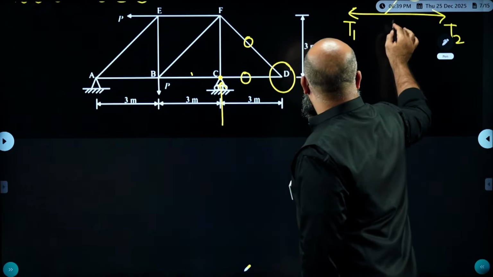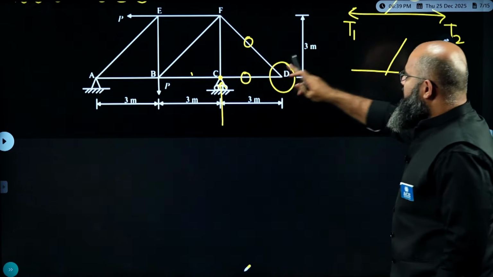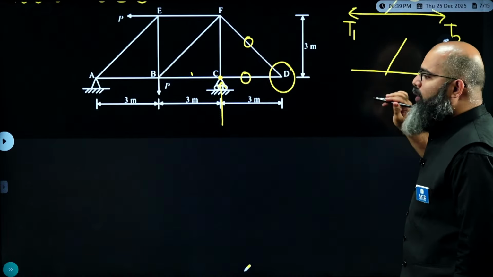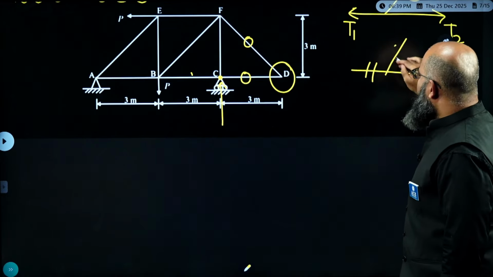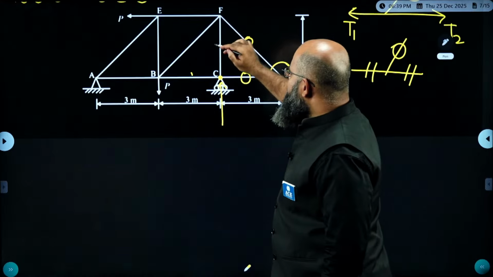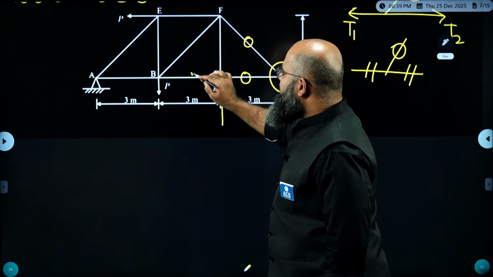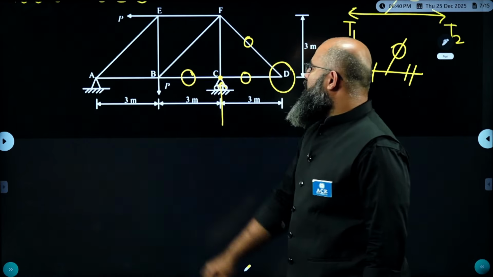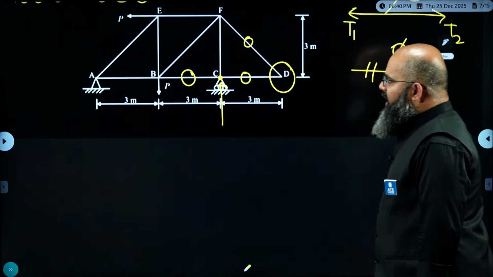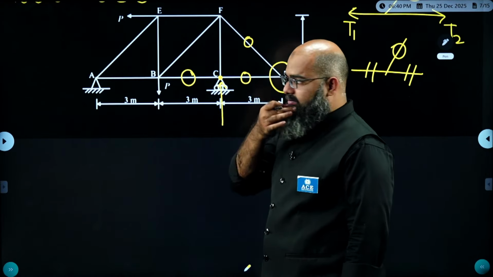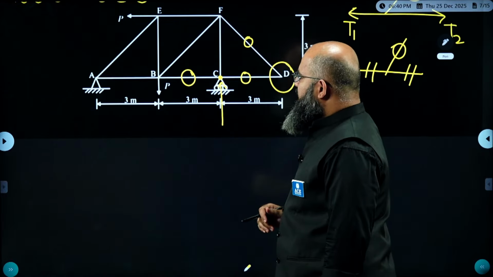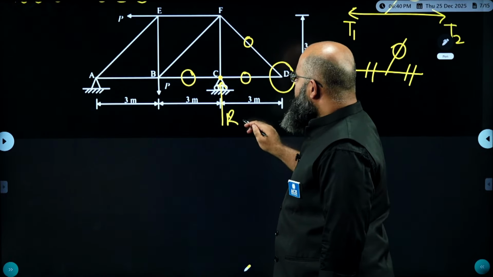So this has followed this particular condition. This point C over here is this kind of point where two of them are collinear, one non-collinear. This and this are collinear, this is non-collinear. So therefore this is a zero force member. Now I have identified three over here, but let us further move and find out the value of RC.